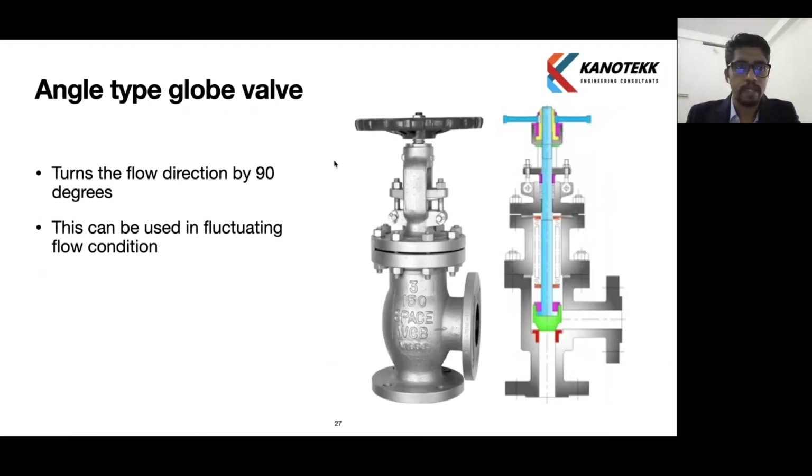Okay, so the next type we will go and see is the angle type globe valve. Angle type globe valve turns the flow direction by 90 degrees. We can see in the diagram that the flow comes from the bottom, and it is a 90-degree flow. Output flow is at 90 degrees. So this can be used in fluctuating flow conditions also.